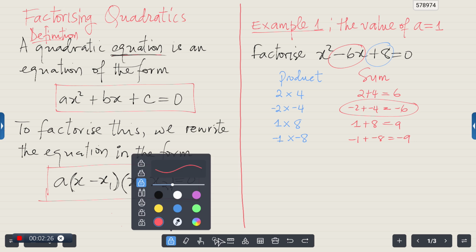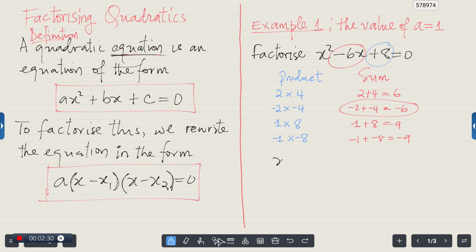So based on this, we would therefore say if we factorize x squared minus 6x plus 8 equals 0, we have two factors. x minus 2, the first factor, and x minus 4, the second factor, equals 0.